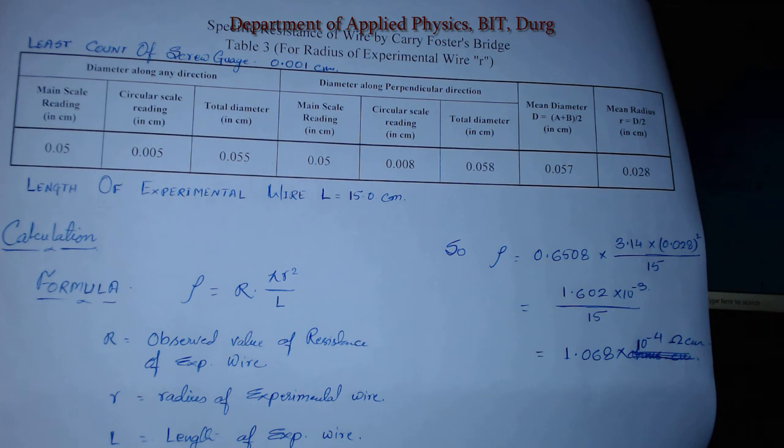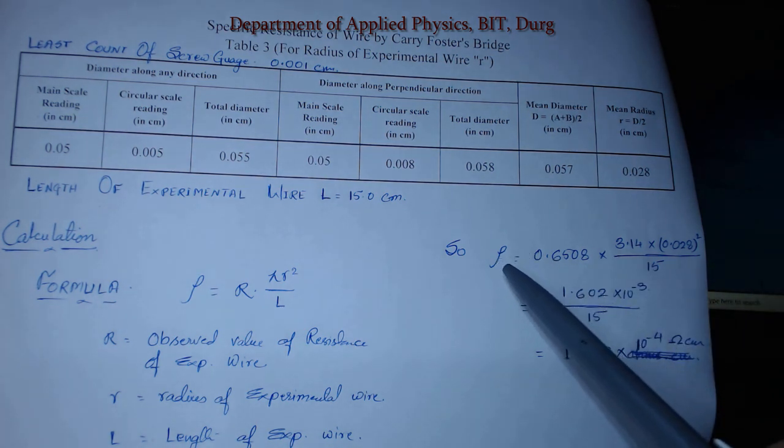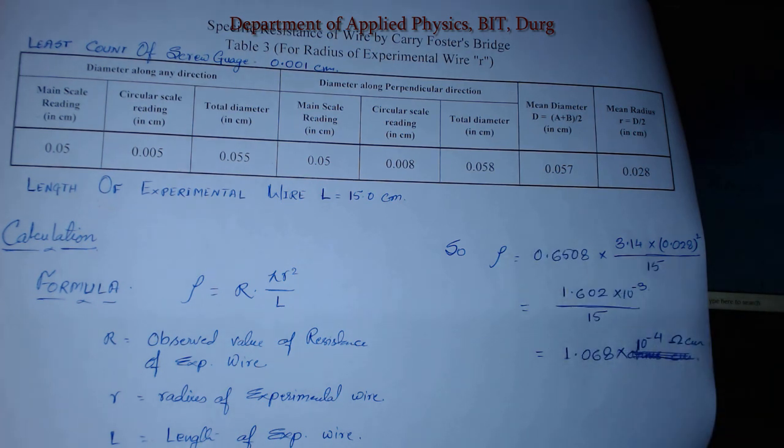The aim was to find the specific resistance of the given material of the resistive wire. So we have come up to the point where we have got the value of rho, that is the specific resistance, which comes to be equal to 1.068 into 10 raised to minus 4 ohm centimeter. That's all in this experiment.